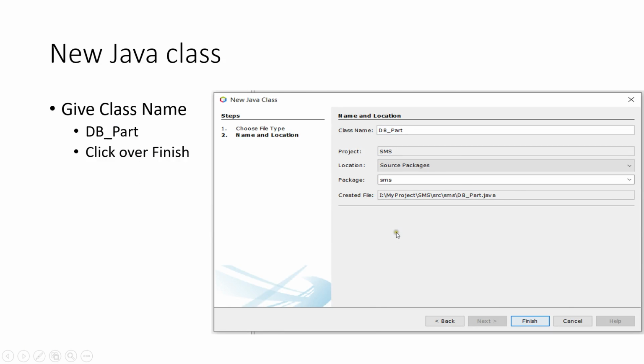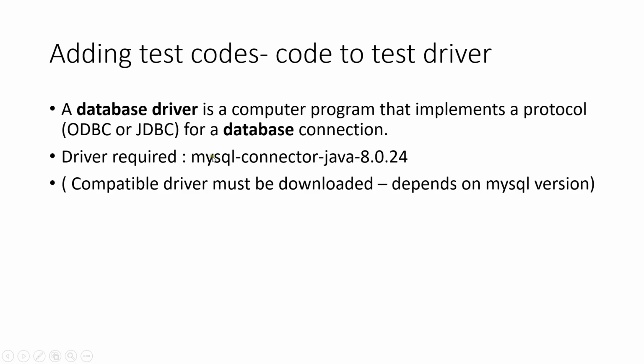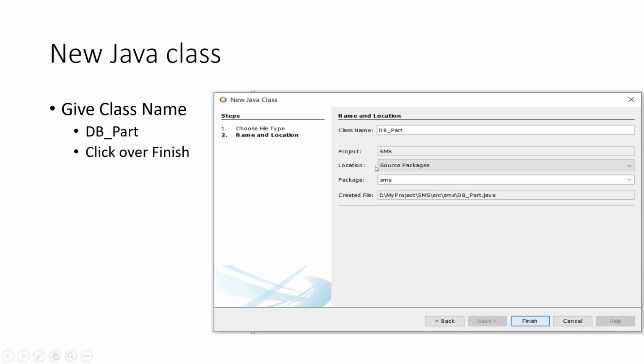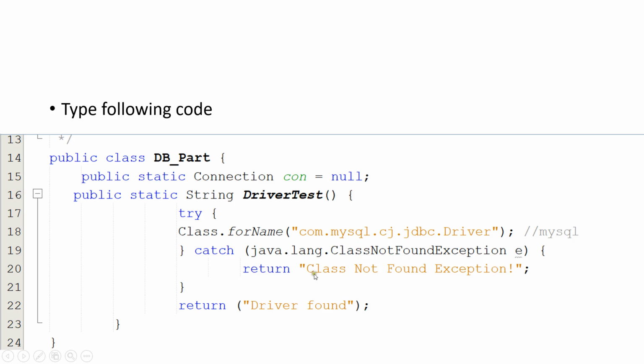As I have shown earlier, if this particular thing is not added, then you will get an error, an exception is raised. If an exception is raised, then it returns this particular message. Okay, so you are handling all this with the help of try catch. Try to look for this particular driver class. If not there, return this message. This particular code you have to add to the dbpart class.